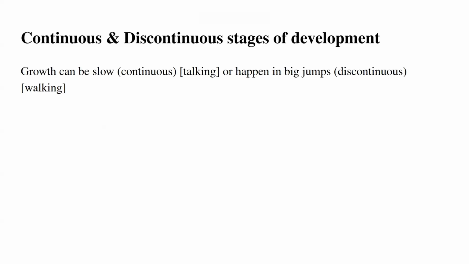Continuous and discontinuous stages of development is the growth can be slow, which is continuous, or happen in big jumps, which is discontinuous. Cross-sectional research is comparing 5-year-olds and 15-year-olds for a test. Longitudinal research is studying the same group over time.